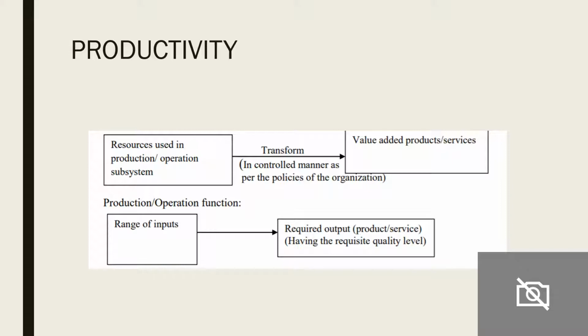So how does it work? Resources used in production or operation of subsystems transform to a value-added product or a service. A range of inputs result in a required output.